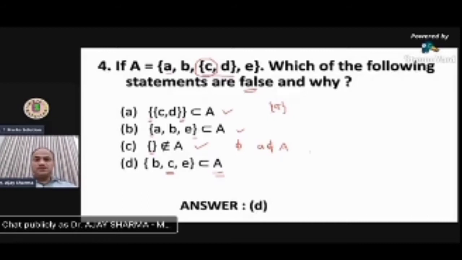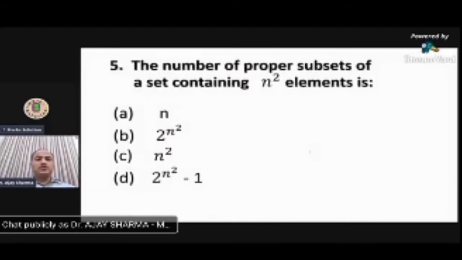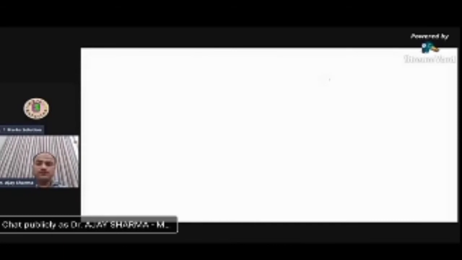Now let us move to the next question. We have the total number of proper subsets of a set containing n square elements. We have to tell this. If a set has n to the power 2 elements, then we have to tell the proper subsets. Definitely this question needs some explanation. What is a subset, what are proper subsets? Let us move further for the explanation.